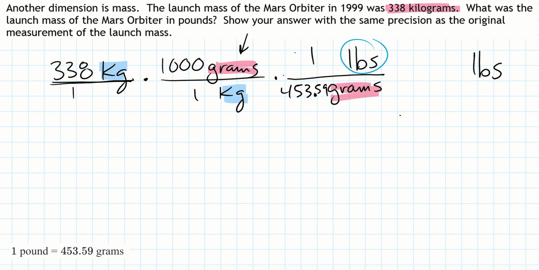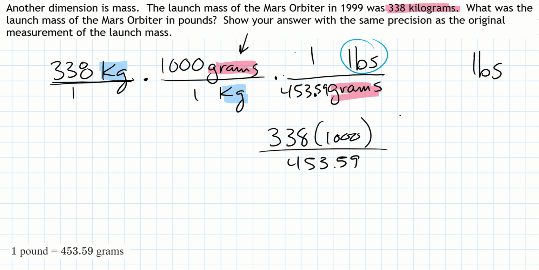So I can go ahead and do my calculations. The numerator is going to be 338 times 1,000. And in my denominator, I'm going to multiply by 453.59. So if I go ahead and grab my calculator off screen here, 338 times 1,000, that's 338,000, divided by 453.59. And when I do that, I do get a decimal.